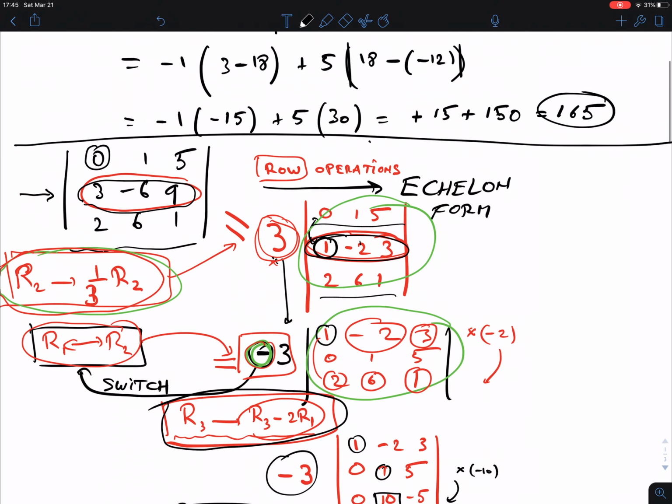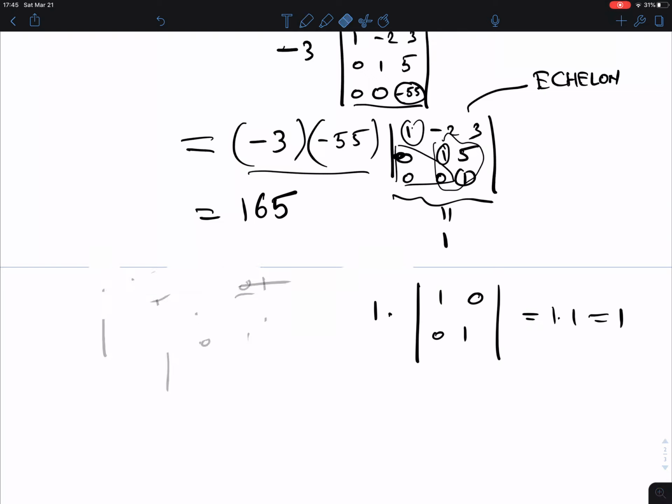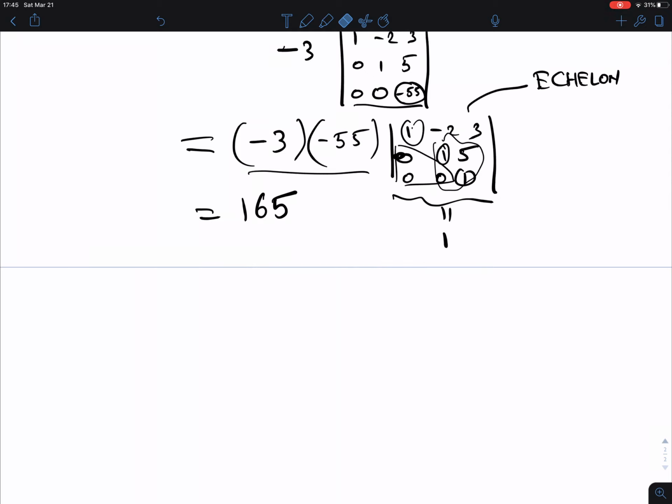So let me quickly repeat. I'll write it up a little bit for you, then you see it better. We have 3 row operations.